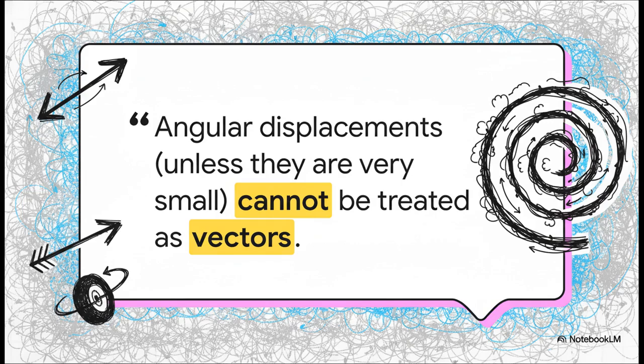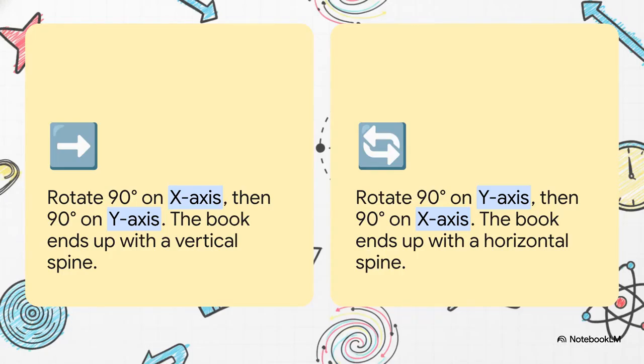So you might be thinking, hey, position, velocity, acceleration, those are vectors, right? And you'd be mostly right. Angular velocity and angular acceleration, yep, they're vectors. But here's where it gets a little weird, and it's a super important point. Large angular displacements are not vectors. So why not? This little experiment with a book shows it perfectly.